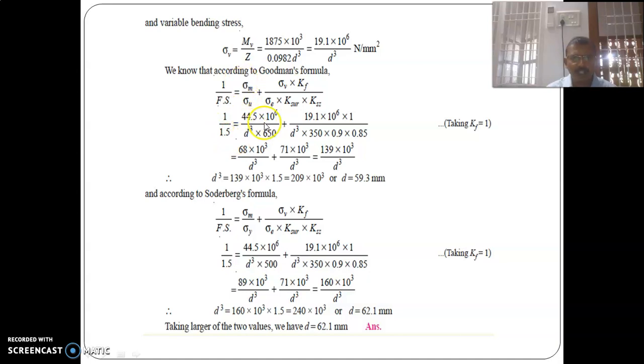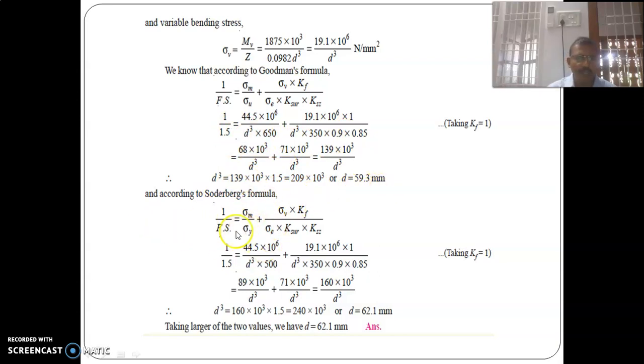Sigma m value is 44.5 into 10 power 6 divided by d cube. Sigma u is 650, plus sigma v value is 19.1 into 10 power 6 divided by d cube into the endurance limit stress, which is 350 megapascal, into size factor 0.85 and surface finish factor. Take kf equal to 1. In solving this equation, you can obtain the diameter as 59.3.